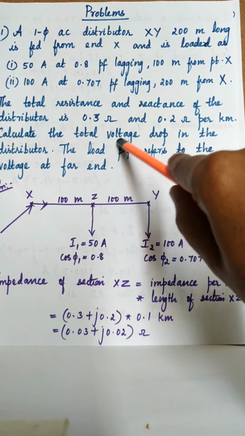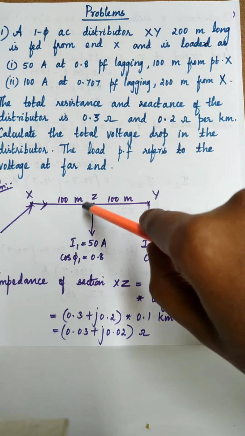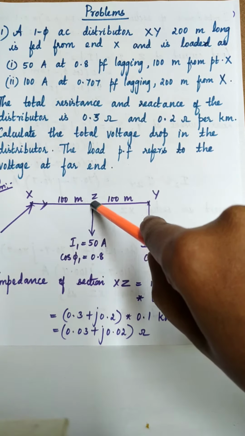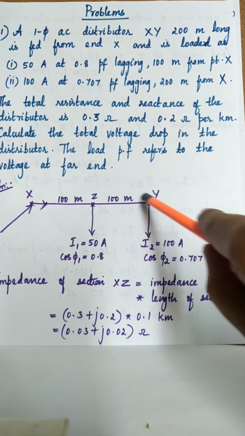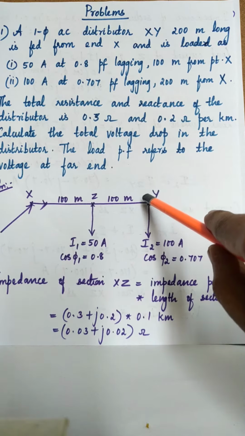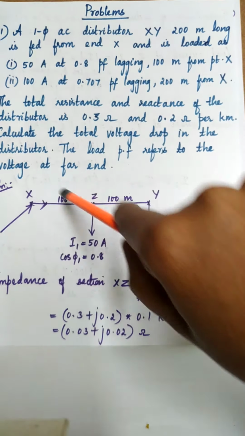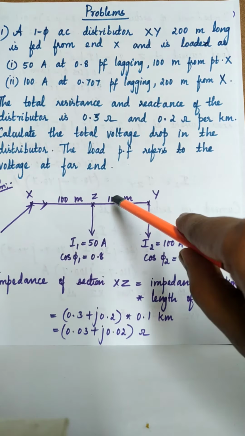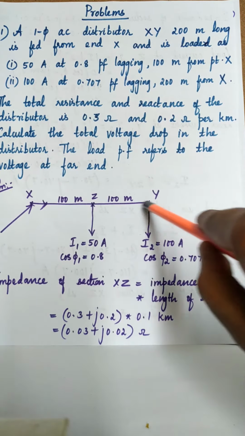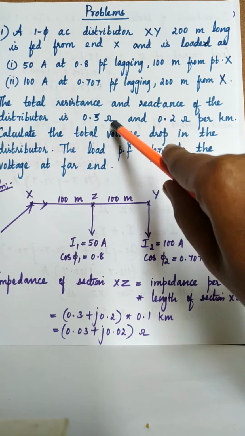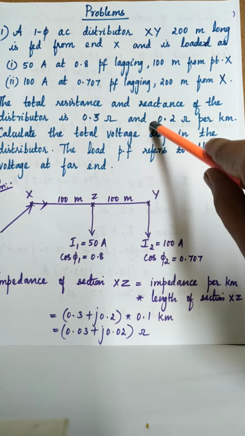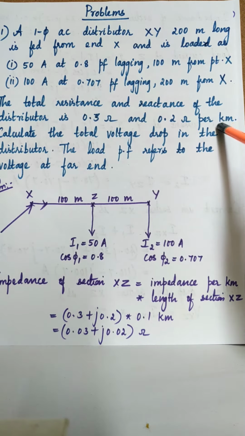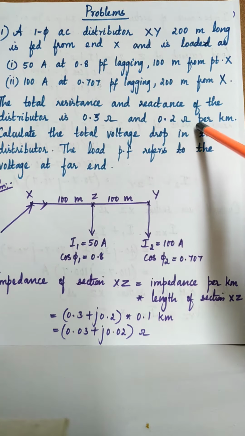So what we are supposed to calculate? We have to calculate the total voltage drop in the distributor. The total voltage drop is the voltage drop in section XZ plus the voltage drop in section ZY. We know voltage is nothing but current into impedance, so you have to calculate the current and impedance of section XZ and of section ZY. In the question they have given the resistance and reactance of the distributor as 0.3 ohm and 0.2 ohm per kilometer, on a per kilometer basis.